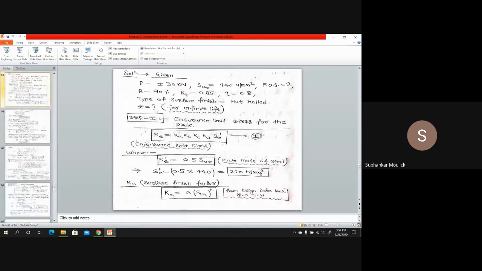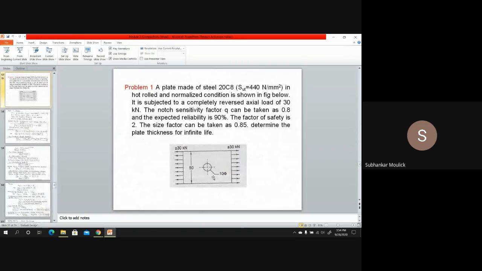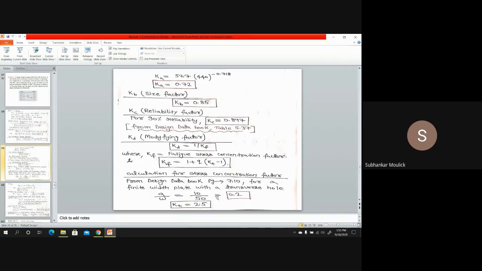Can you tell me what is a and what is W in this problem? a is the diameter of the hole, that is 10 mm. W is the width of the plate, that is 50. So a by W becomes 10 by 50, which is 0.2. So corresponding to a by W equal to 0.2, if I go vertically, let us go.